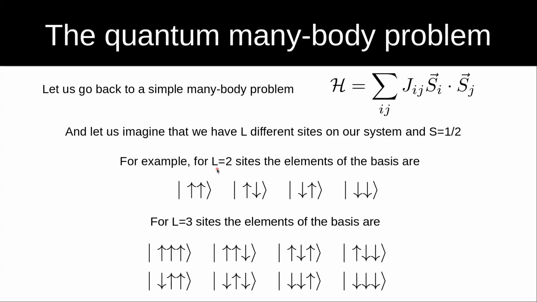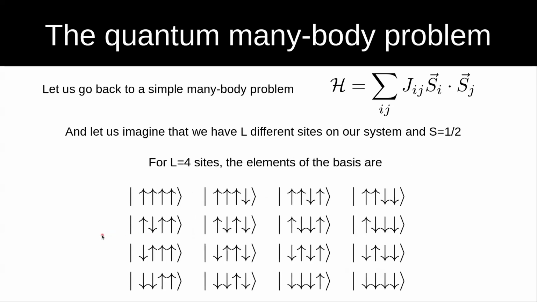So in the case of just two sites, the elements of the basis are just all the possible combinations of up and down for the two sites. So we have up-up, up-down, down-up, and down-down. With three sites, the elements of the basis are going to be all the possible combinations of up and down, and in particular 8 combinations. So this is effectively just 2 to the 3.